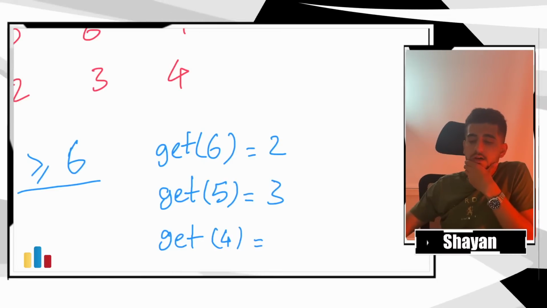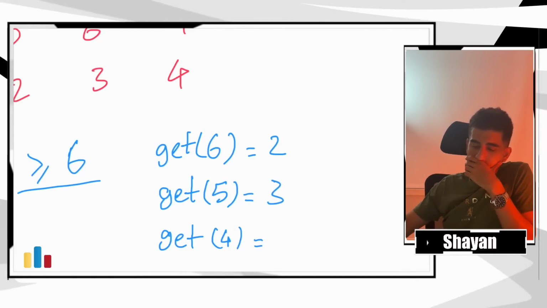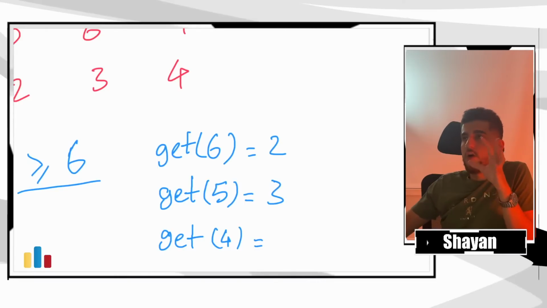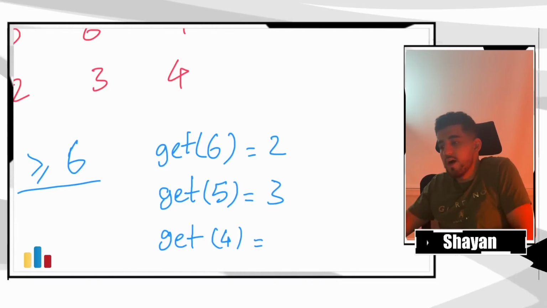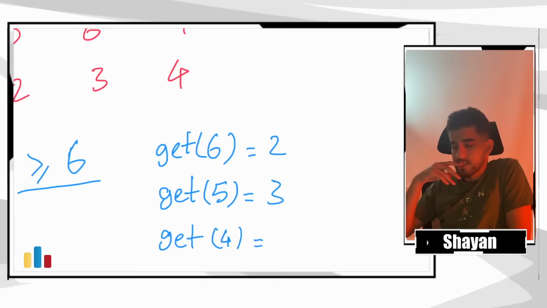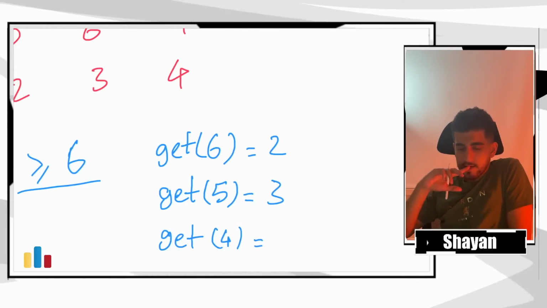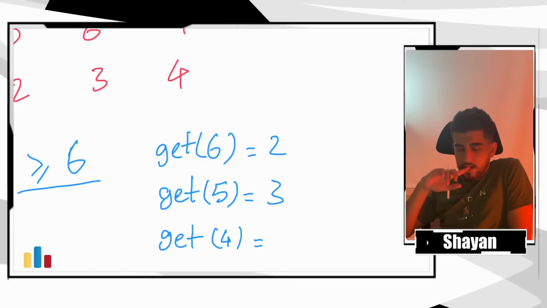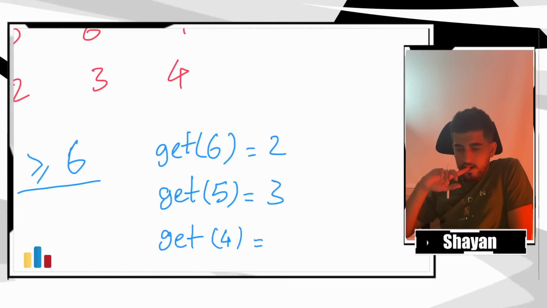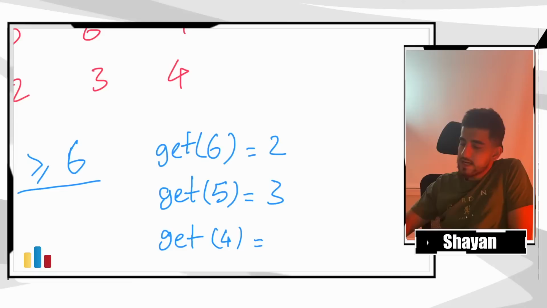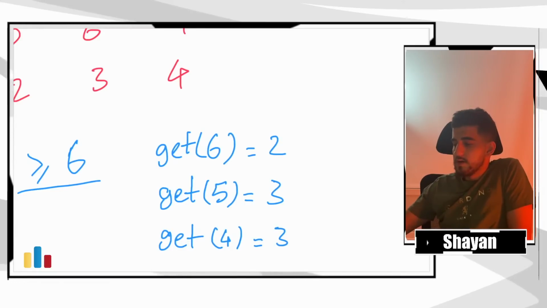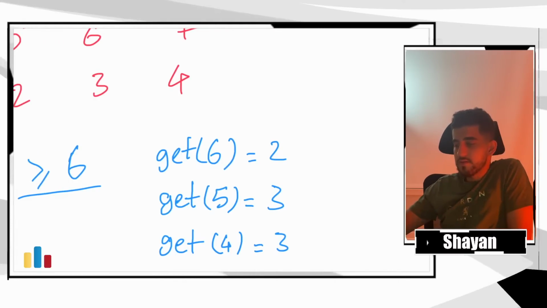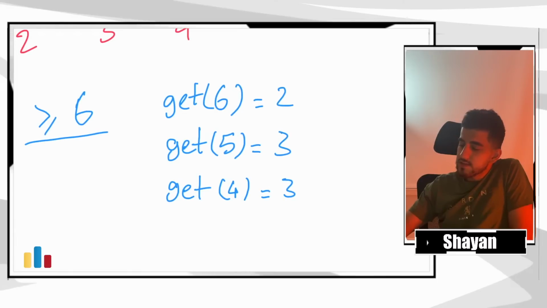What about 4? What is get of 4? If I want all the numbers I choose to be at least 4, how many operations can I have at most? Exactly, it's again 3, because I can choose this 7 first, then this 6, then this 5, and then I cannot do anything.